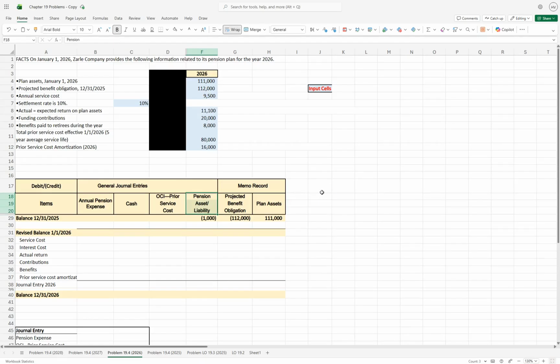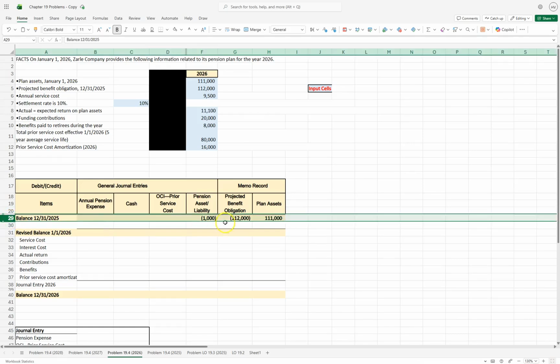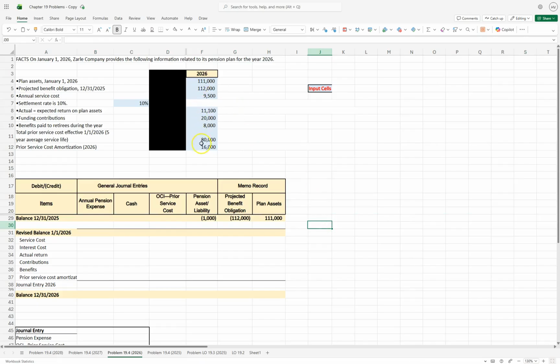And the way it's presented on the face of the financial statements is a net number, whether showing it's overfunded or underfunded. So that's why we have in this column F, this pension asset/liability amount, which is really just the sum of the projected benefit obligation and the plan assets, again, using debits and credits. So let's start with our 12/31/2025 balance. We're given our PBO balance and our plan asset balance, and then we're given right here this information for 2026. So let's start.